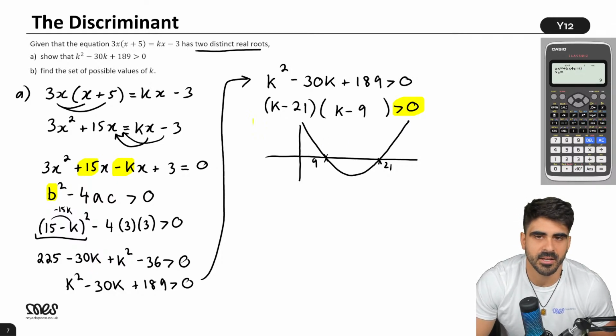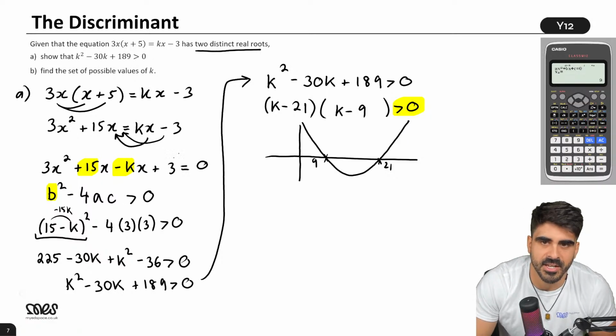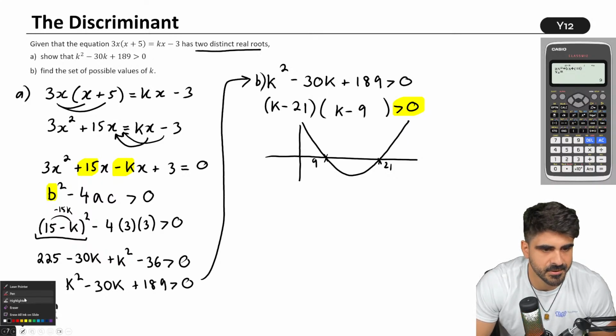Oh, I've done this is part B. Okay, I see. I can't remember who said it, but yeah. This is actually part B now. So it's not between, because we want bigger than 0.